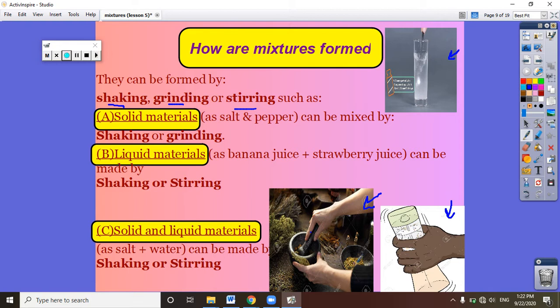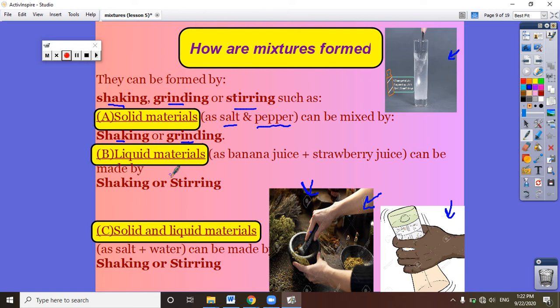To make a solid mixture like salt and pepper. You know what pepper is? It's a black thing that your mommy puts in when she is making food. It's something black and solid. To make a mixture of salt and pepper, which ways will I use? I said to you, any mixture can be made by shaking. Very good. So I use shaking and grinding, like here. So solid mixtures can be formed by shaking and grinding.